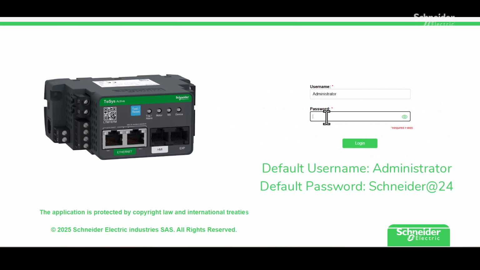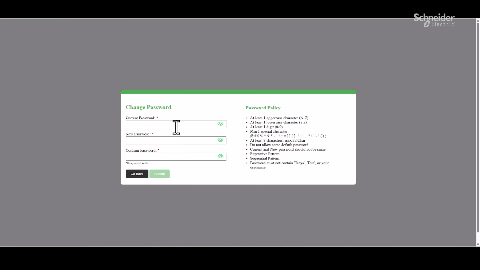169.254.77.94. Alright, so here we can see that as we're presented with the main web page, we have to enter a username and password. In this particular case, the default username is administrator, and the default password is Schneider at 24 with a capital S, which is shown there on the screen. And once you've entered that, you'll be asked to change the password. So here you need to conform to the password rules that are written on the right-hand side and make sure that they match as well.